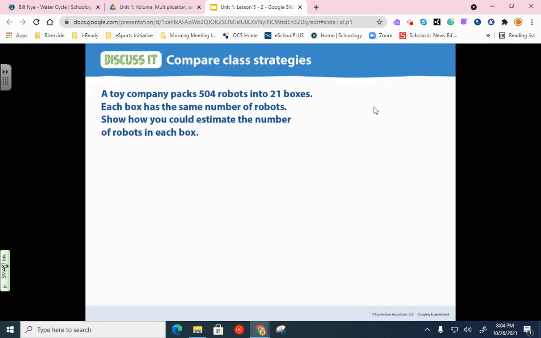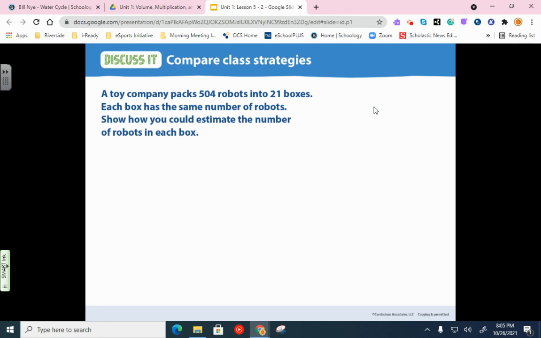All right, so a toy company packs 504 robots into 21 boxes. Each box has the same number of robots. Show how you could estimate the number of robots in each box. So they're not asking us to solve it. They want us to get a general idea or a good guess for about how many are in there. So you may be tempted to divide 504 by 21, but we want an estimate.